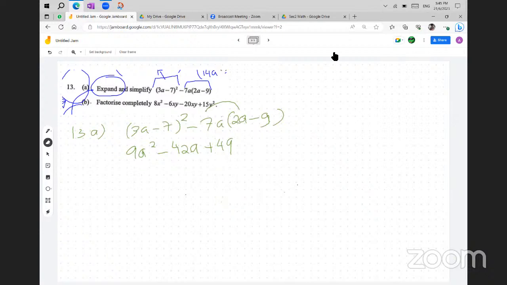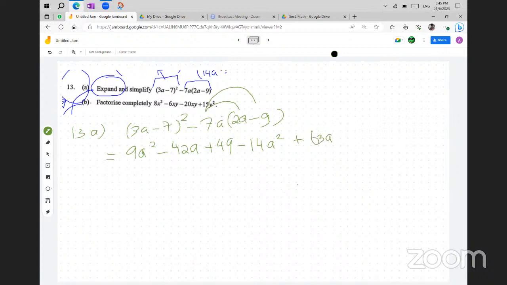Yeah, 7a times 2a. Sorry, it's 2a. Oh, it's 2a. So easier. So what is it? 14a square. Plus 14a square. Minus 14a square. And then the other plus 63a. Wonderful. Okay, so far I agree with you.